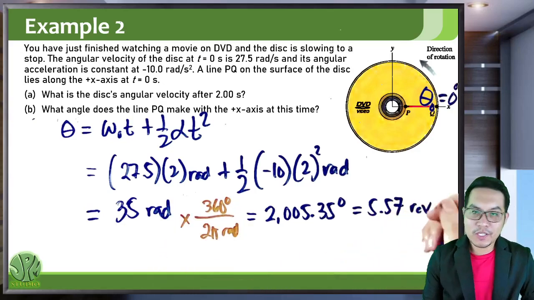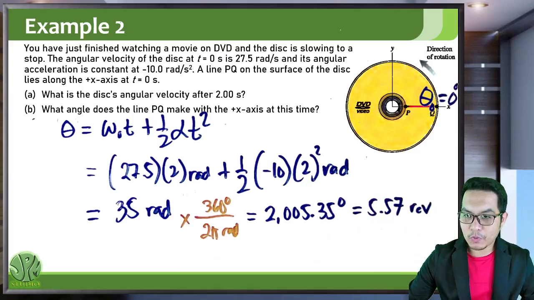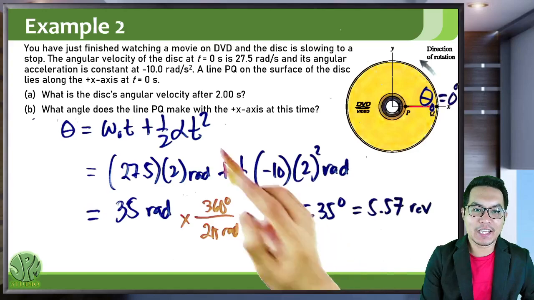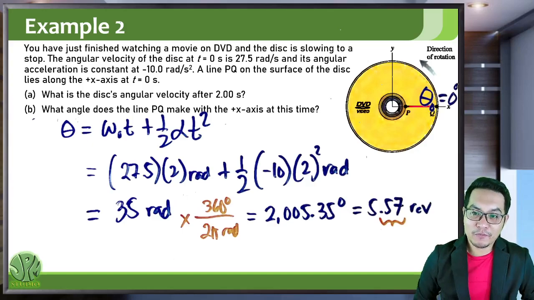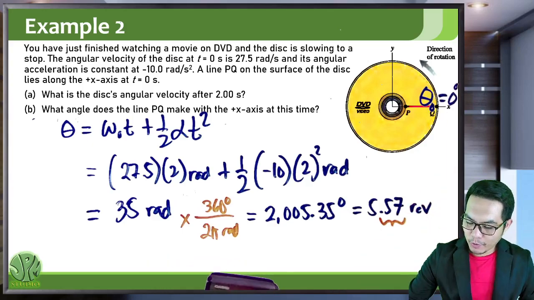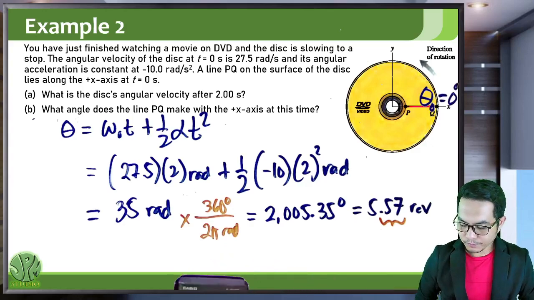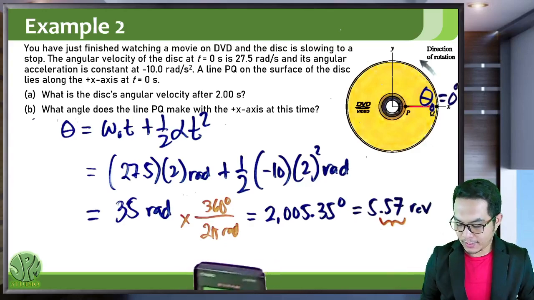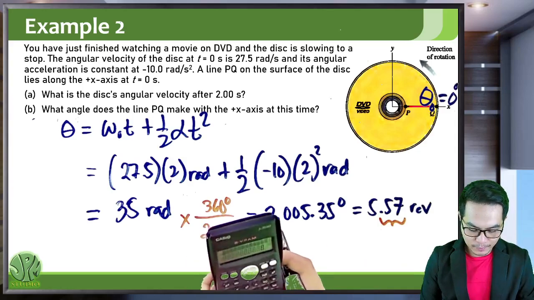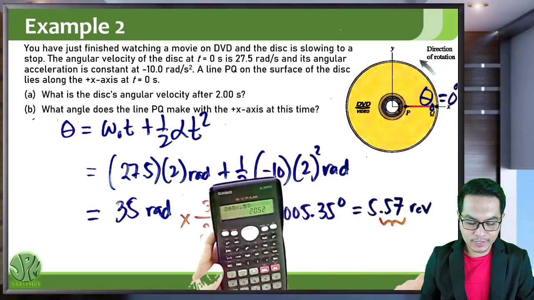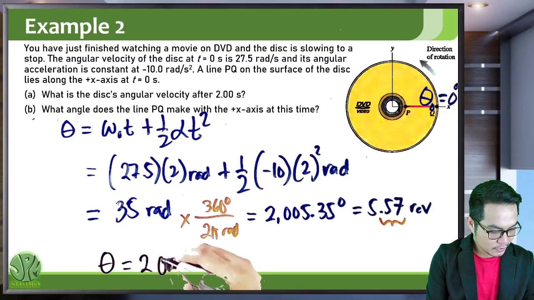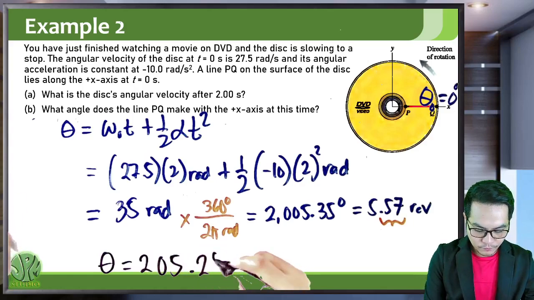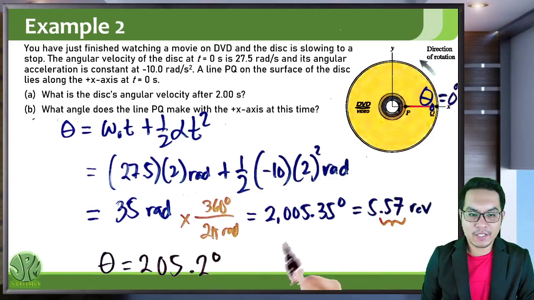So we know that one revolution is 360 degrees. Since we are only after the angle that the line makes with the line PQ, we only need to get the equivalent of that 0.57 revolutions in terms of degrees. So one revolution is 360 degrees, so you just multiply it. 360 times 0.57, so that is 205.2 degrees. So the angle actually here is 205.2 degrees. So 2005.35 degrees is just equivalent to 205.2 degrees.